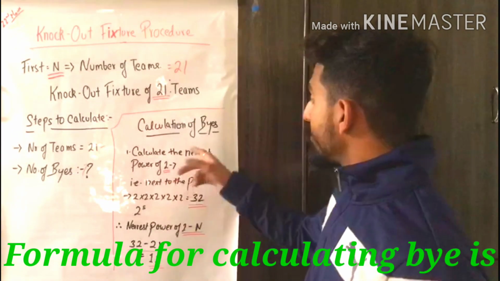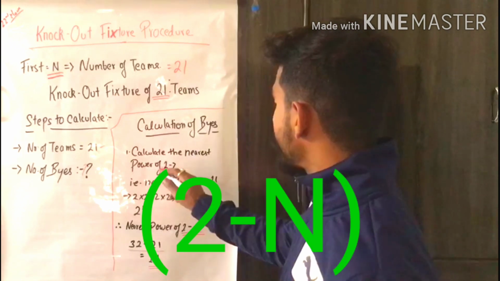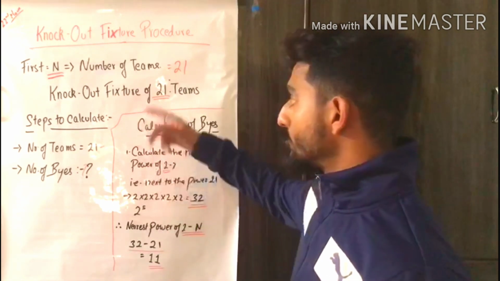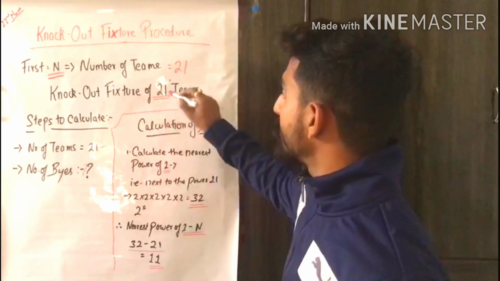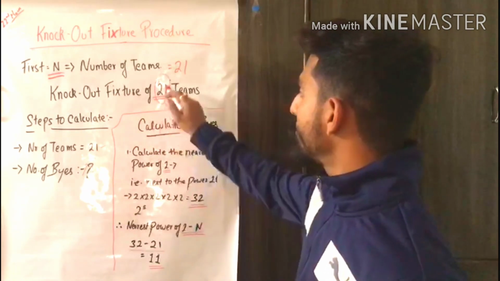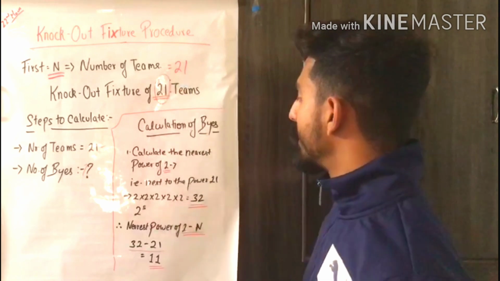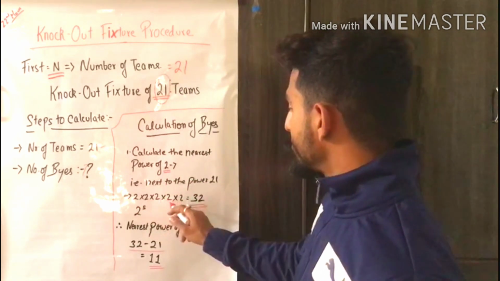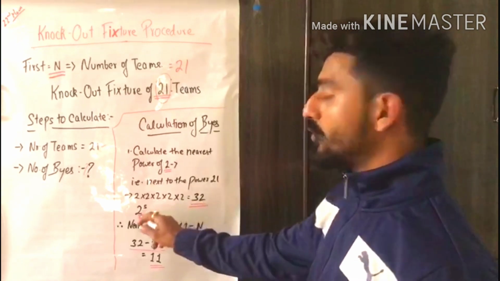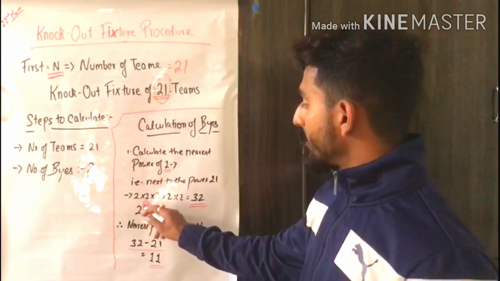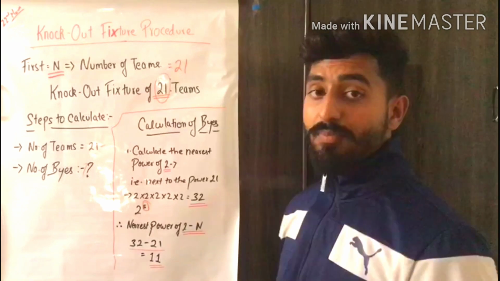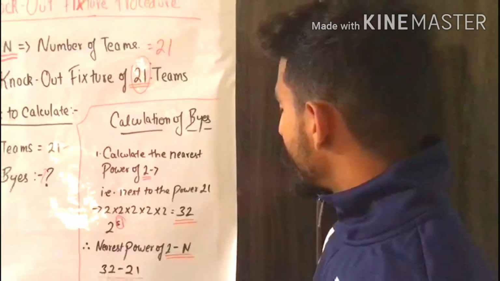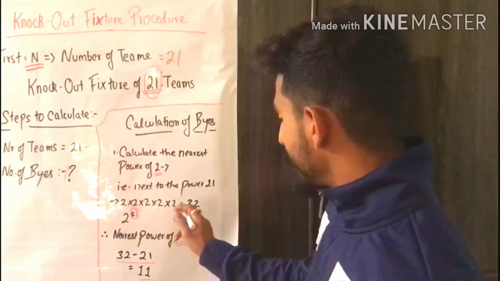For the calculation of byes, the first step is to calculate the nearest power of 2 to 21, the number of teams. That is the next power of 2 above 21: 2 into 2 into 2 into 2 into 2, that is 32. That is 2 to the power 5, which means 2 multiplied 5 times. So the next power of 2 is 32.